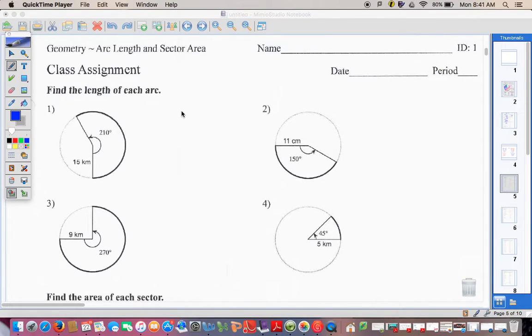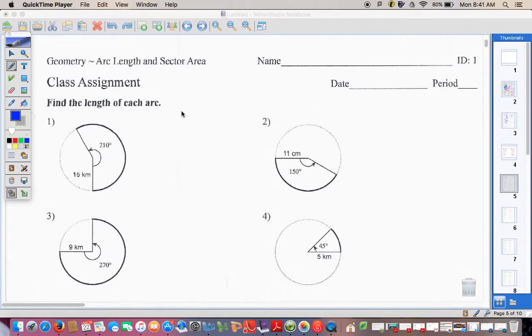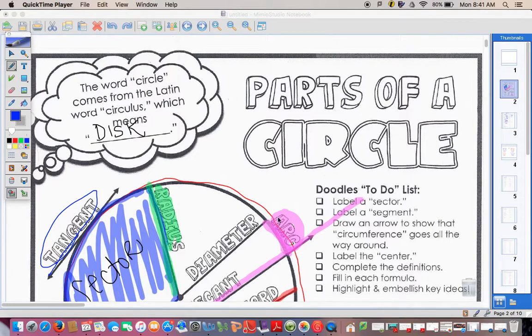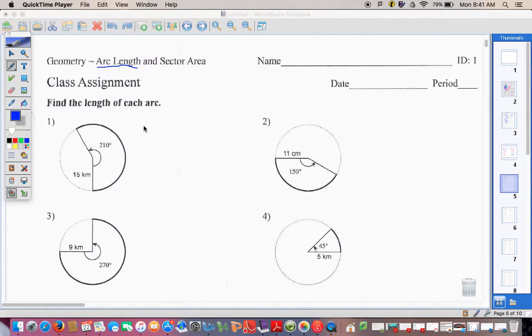Okay, find the length of each arc. So today we're looking at arc length and sector area. And if we recall, an arc is a small section of the circumference. So it's a distance, and so we will be using the circumference formula when we're talking about arc length.